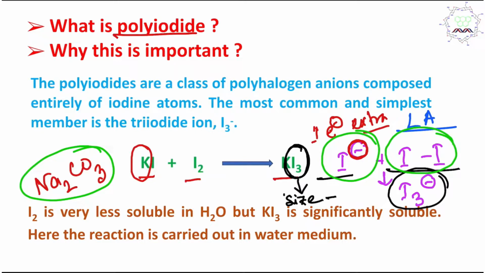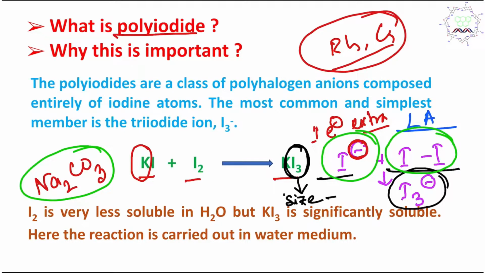Now you can say that, sir, potassium is fine. Why not rubidium, cesium, etc.? These two metals are bigger than potassium. Yes, it is true. But remember, student, in the laboratory, before selecting any reagent, we need to consider the cost of that reagent too. Potassium is relatively cheaper, but these two metals are not. So that's why, from every angle, the use of potassium carbonate is best.